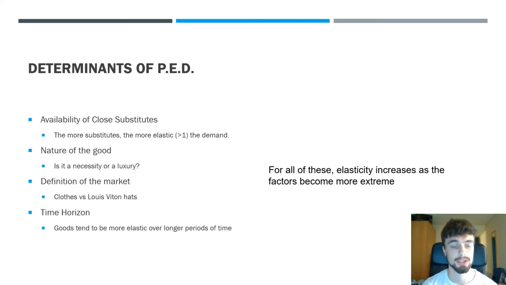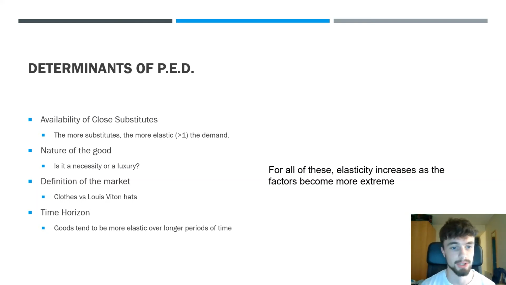The definition of the market. Clothes as a type of good in itself may not be very elastic, but within the category of clothes, Louis Vuitton hats would be very elastic because they're not a necessity. You don't need Louis Vuitton hats to survive.